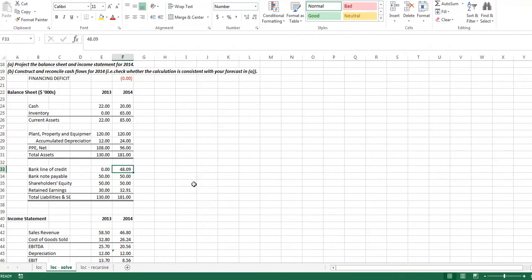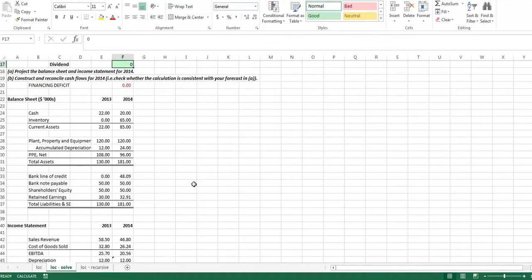So again, what I can do now, because I have iterative calculations, is this 181 minus bank note payable minus shareholders' equity minus retained earnings, and solve it in one fell swoop. And I have this financing deficit that's zero. So that is your using an iterative calculation to solve for the line of credit. I'll be back and just talk about recursive in 1 second.